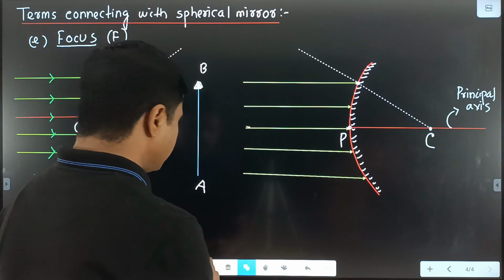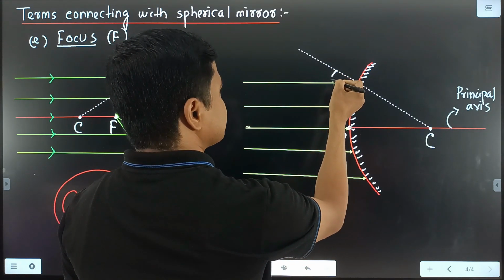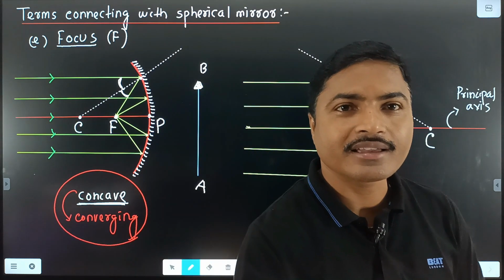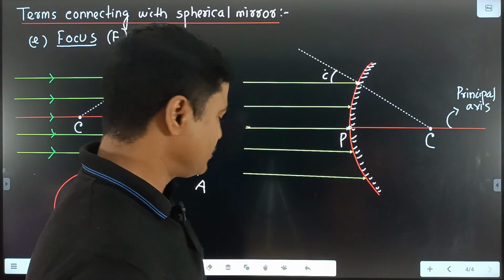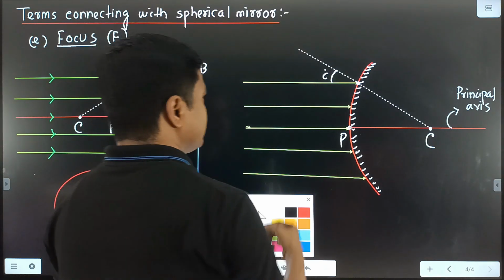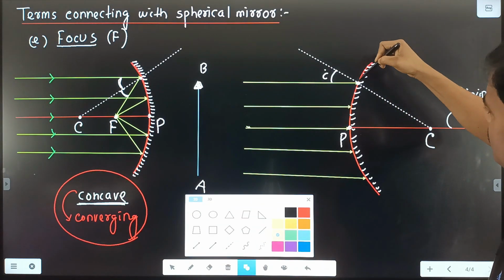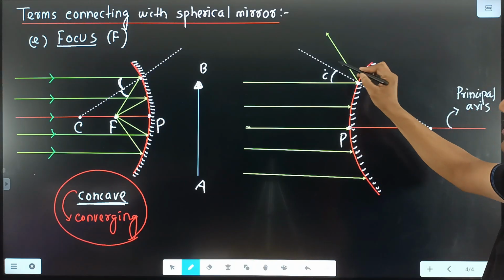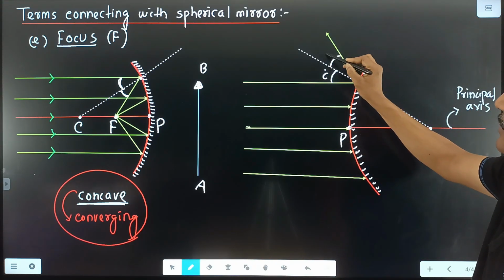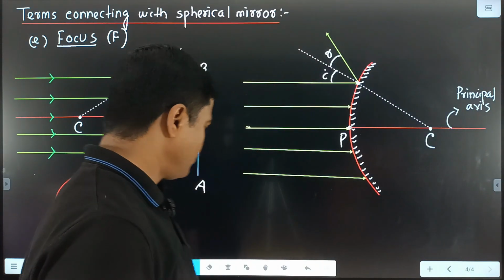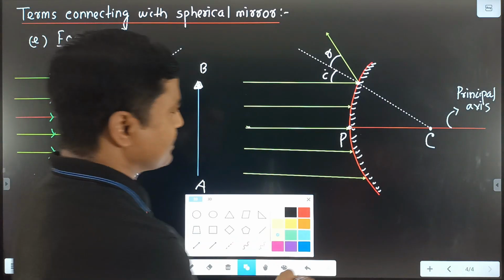Here this is the angle of incidence, I, and with an equal angle the ray is returned back into the same medium. We draw the reflected rays, and this is the reflected ray. Clear? This one is the reflected ray, and this is the angle of reflection. We write R.